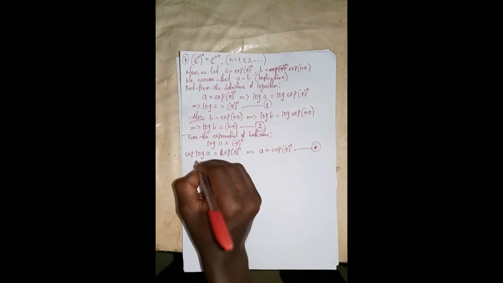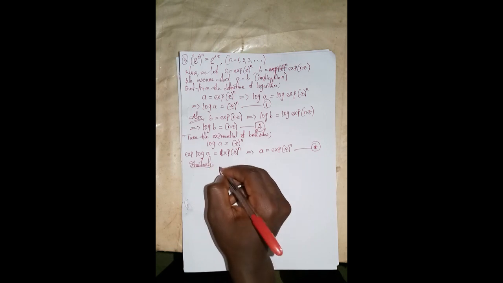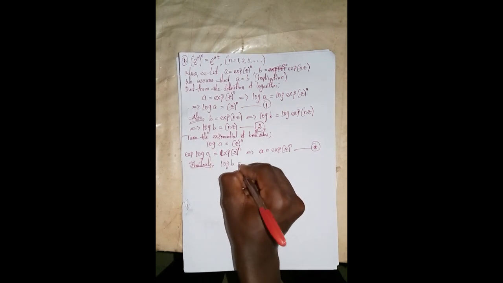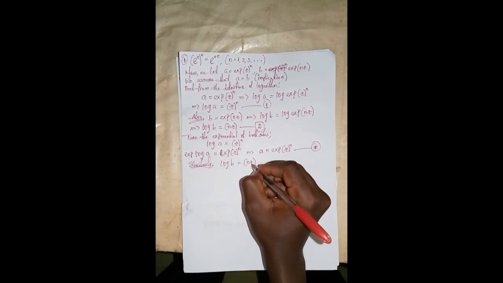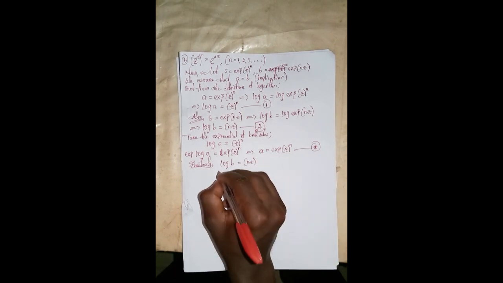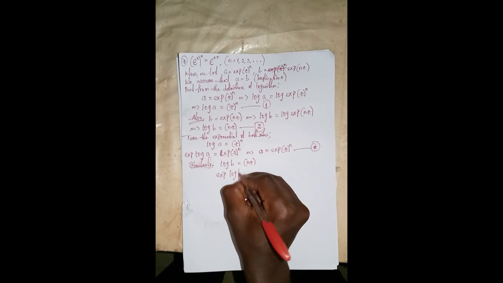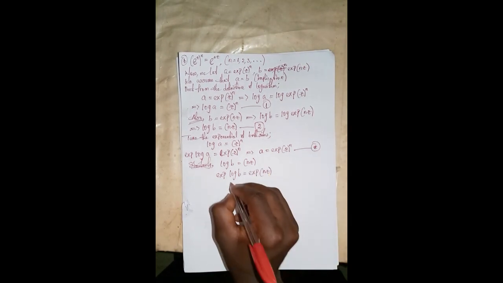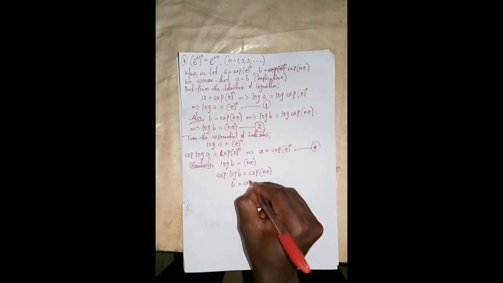Now, similarly, we also have that log b is equal to nz. Since we know log b is equal to nz, we'll take the exponential of both sides. When we take the exponential of both sides, we have the exponent of log b is equal to the exponent of nz. Now, this will give us b is equal to the exponent of nz. We name this double star.